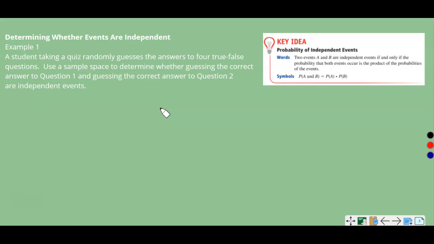When it says use a sample space, basically that means make a table with all the outcomes. This is the part that's a little tricky because you want to make a table with all the outcomes, but you don't want to miss any, because if you do, it would make it more difficult to get the correct answer. So you've got to be careful. We know there are 4 true-false questions. So what are all the possibilities of getting 4 true-false questions correct or incorrect? Before we answer the question, we first need to figure out our sample space.